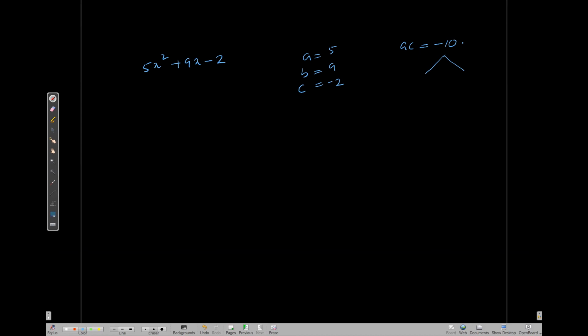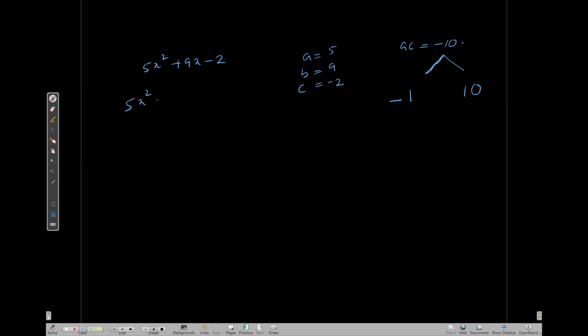So 10. 1 and 10, can I get 9? Yes, so 1 and 10 will give me 9 with what combination? Minus 1 and plus 10, right? That will give me minus 10 when we multiply those two numbers. And when we add those two numbers, it will give me plus 9, right? So you don't have to do the table in all the examples. If you can identify in one shot the correct factors, that's it.